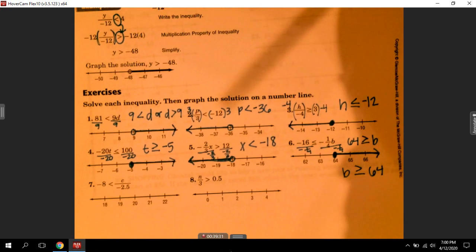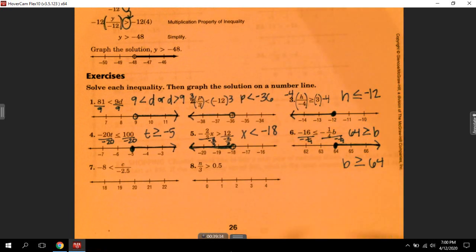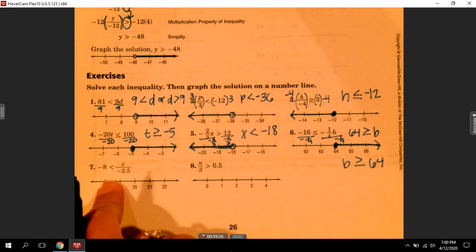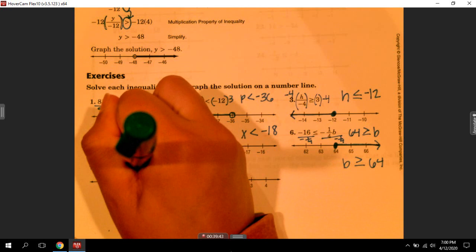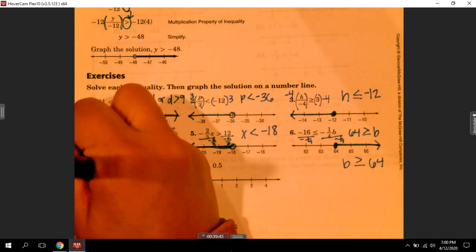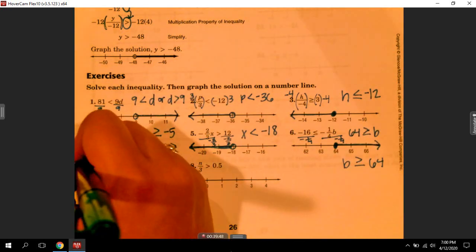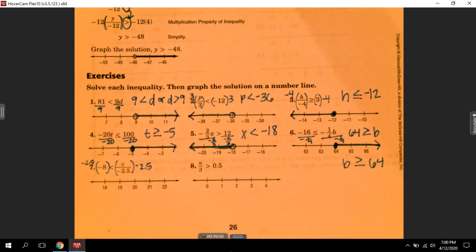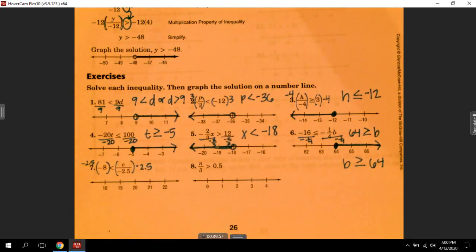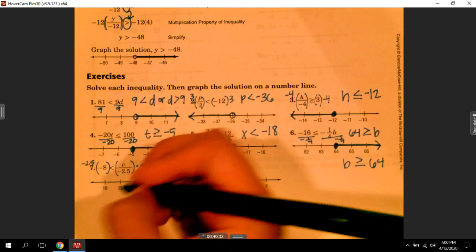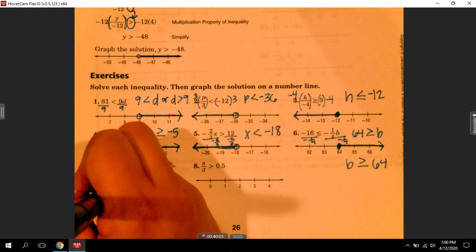Alright, almost done. Sorry about this long video. Number 7. Negative 8 is less than c divided by negative 2.5. So I'm dividing, so that means to solve for c, I'm going to multiply by negative 2.5 on both sides. Negative times a negative is a positive, so 8 times 2.5 should be 20. I'm going to write it down here. So I've got 20.